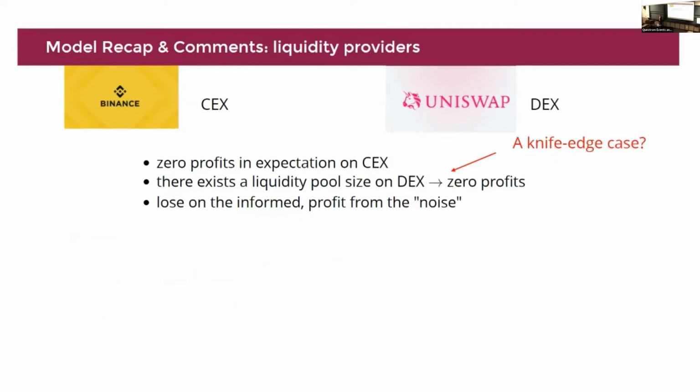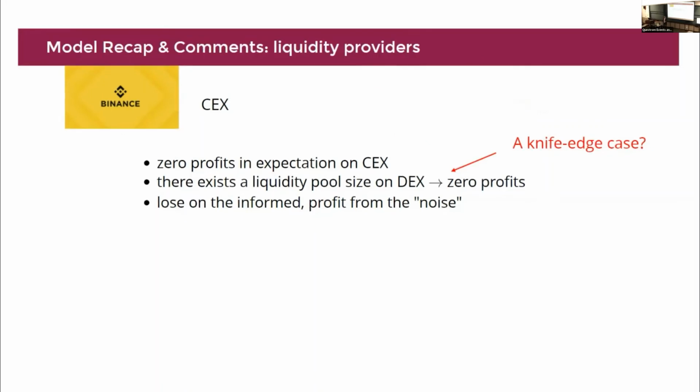This is where I'm not sure. I was circling back to the knife-edge coexistence from the traditional literature. Here, if I'm a liquidity provider, I'm making zero profits on the limit order book, and I'm either making money or losing money on the decentralized exchanges. Well, there is a pool size that equilibrates it all, but there are a lot of things that need to come together in order for this to be all in equilibrium. So the question is how robust is that, and how does it work?